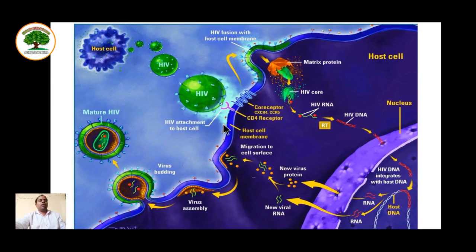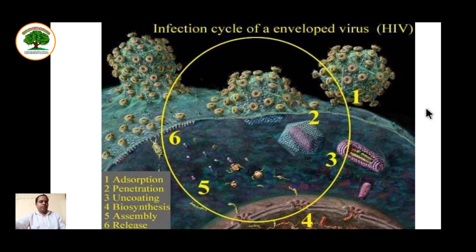So this is the whole life cycle, or the infection, of the virus, and the mature HIV is formed here, and this virus is ready to infect another cell. So here the lymphocytic cell is acting as a cell factory for the synthesis of HIV virus. You can see here the infection cycle is shown again in a cinematic view.